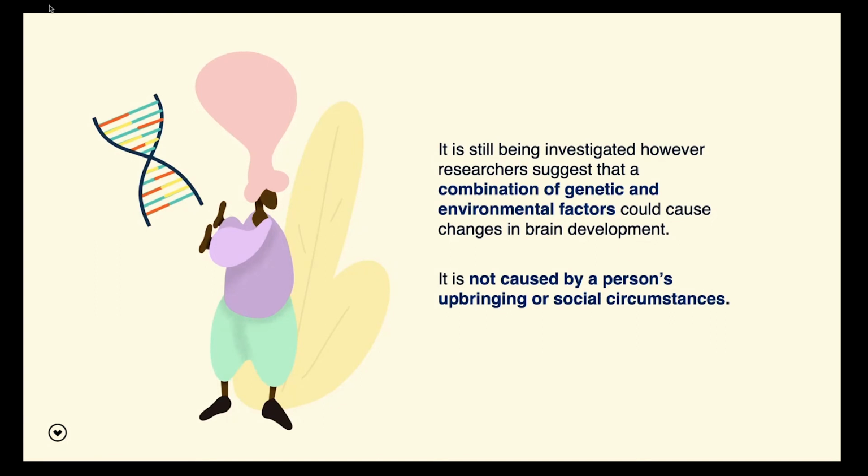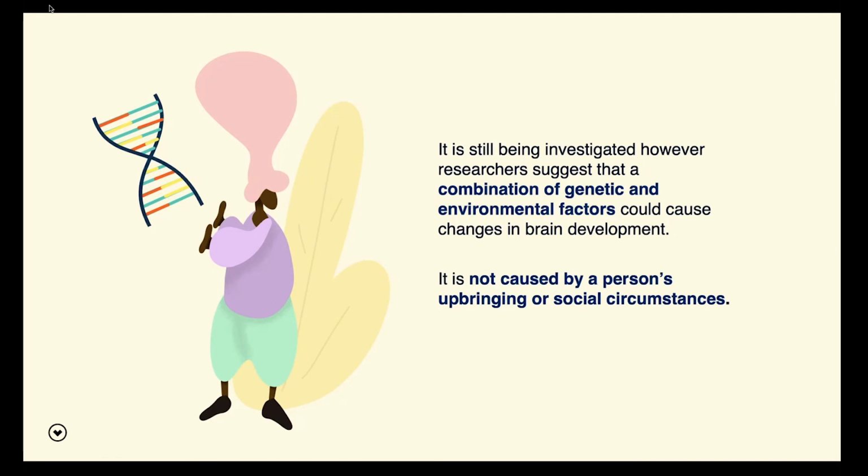But the main thing that I found was that scientists and researchers mainly argue that it's some sort of a combination of genetic and environmental factors, which could actively influence how our brain develops. However, it has definitely been ruled out that it is caused by a person's upbringing or social circumstances.